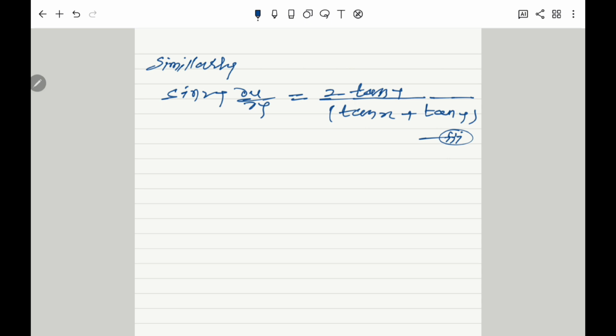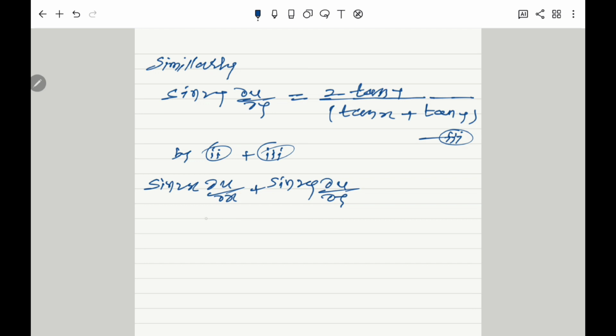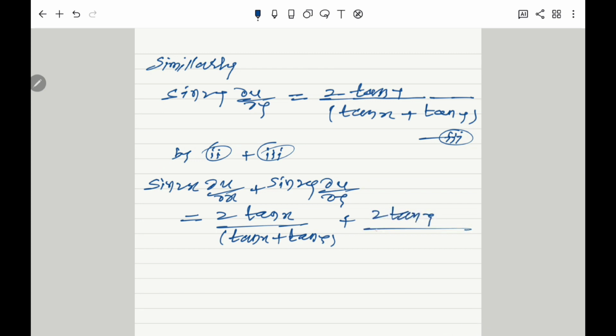We can write down this result similarly, or we can obtain this result by performing all the steps exactly similar to the previous. Then adding equation 2 and equation 3, we get the addition of left hand side is sin 2x into dou u by dou x plus sin 2y into dou u by dou y, that is equal to 2 tan x divided by tan x plus tan y, and the second term 2 tan y divided by tan x plus tan y.